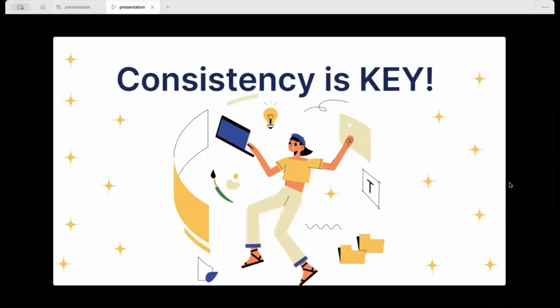And always remember that consistency is key. If you want to reach something, you should keep it consistent. That's it.